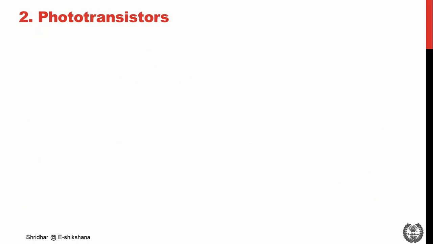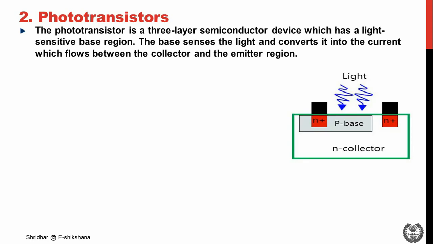Next, we'll discuss phototransistors. The phototransistor has a light sensitive collector base PN junction and is a three-layer semiconductor device which has a light sensitive base region. The base senses the light and converts it into a current which flows between the collector and emitter region as shown in the diagram.